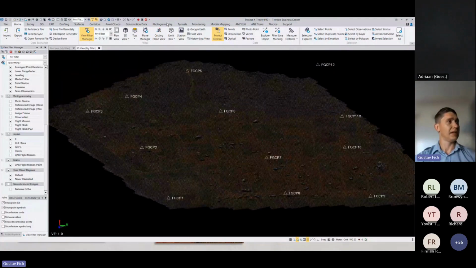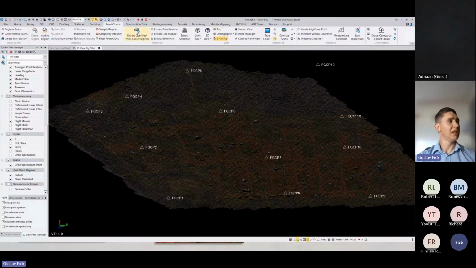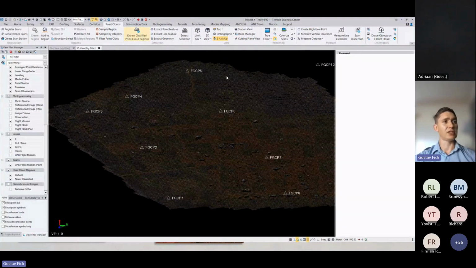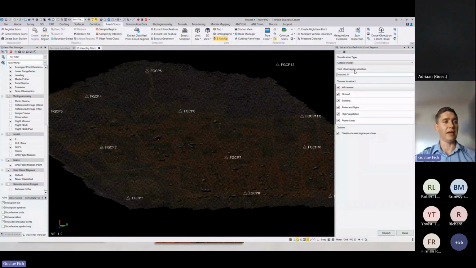Then just to give you an idea of some of the cleaning up tools that you can use in TBC, if you go to your point cloud regions, my apologies, you can quickly extract the ground points. What you will do is select your classification type. In this instance, it was a UAV, so it's the aerial option. And I will select ground points, classify.